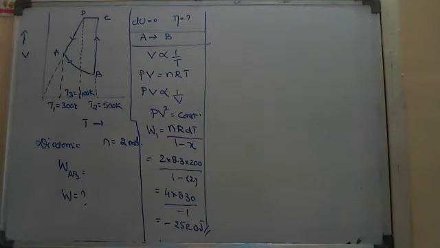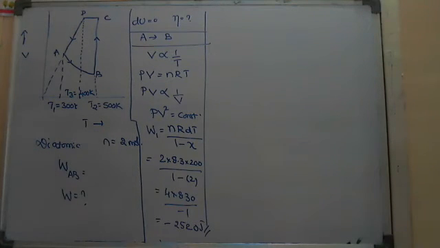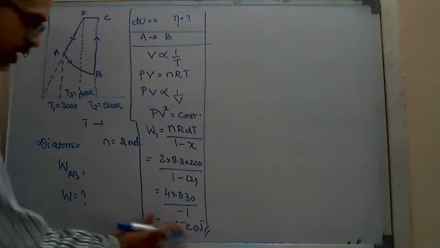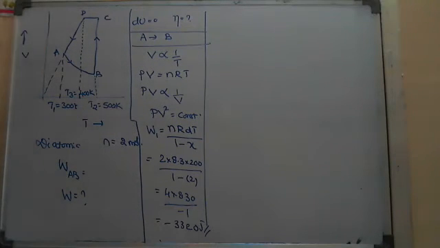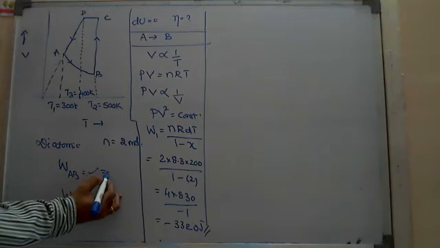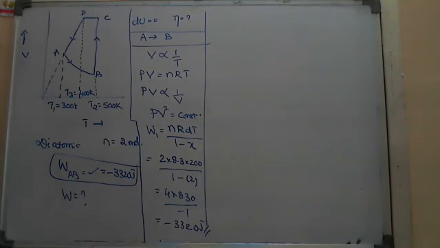Am I right? 830, 3320. Sorry, it is 3320 joules. This is the amount of work done. So the first question, from A to B, is over now. The answer is minus 3320 joules.